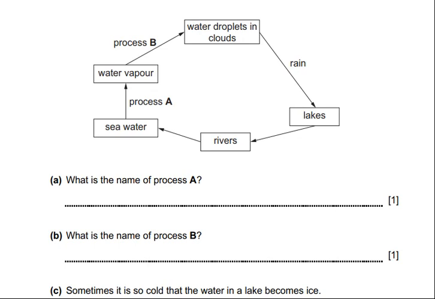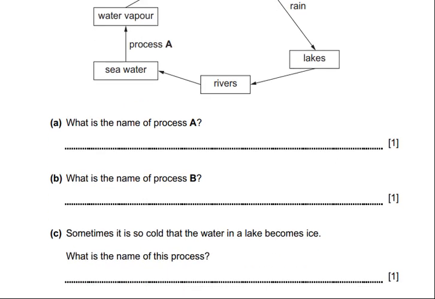B. What's the name of process B? Now we have process B. Water vapor changes to water droplets in clouds. So we call this process condensation. When water vapor, when steam condenses, it becomes a droplet. So here, condensation.